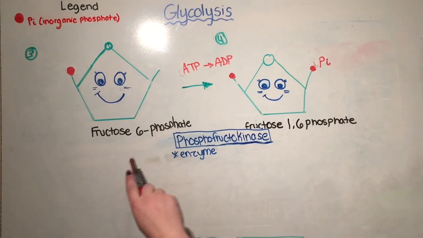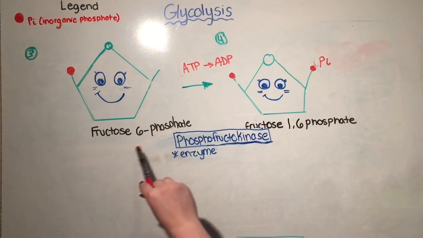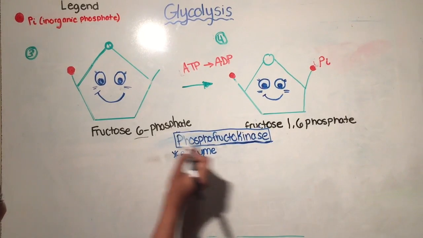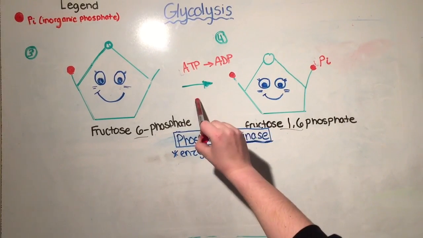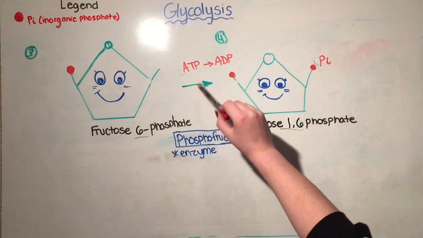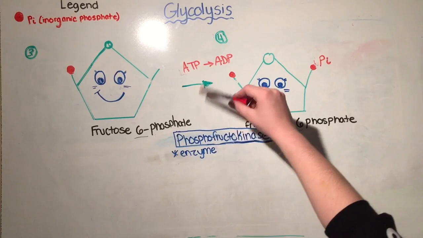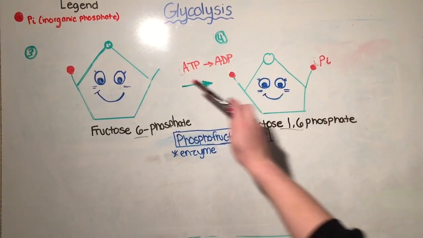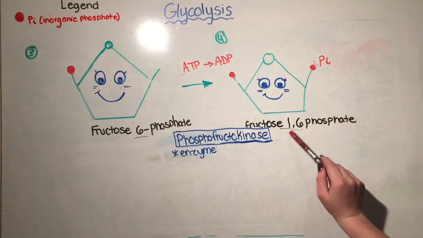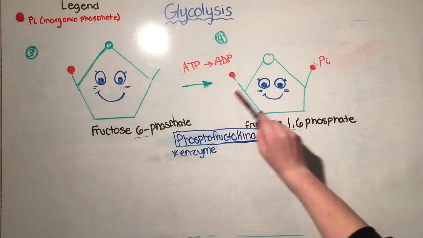Step 3 to step 4 is the process of getting fructose 6-phosphate to fructose 1,6-bisphosphate. An ATP comes, and we use this enzyme to break a phosphate group off of the ATP. That ATP becomes ADP, and then that phosphate group attaches itself to that CH2OH, and that becomes another phosphate group. Therefore, we have a 1,6-bisphosphate group.